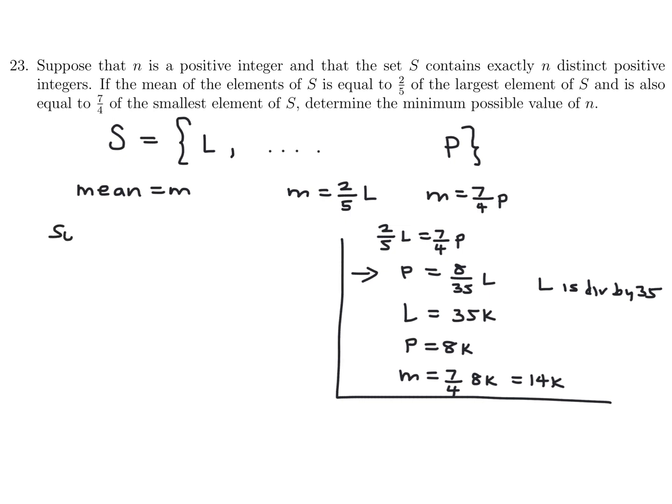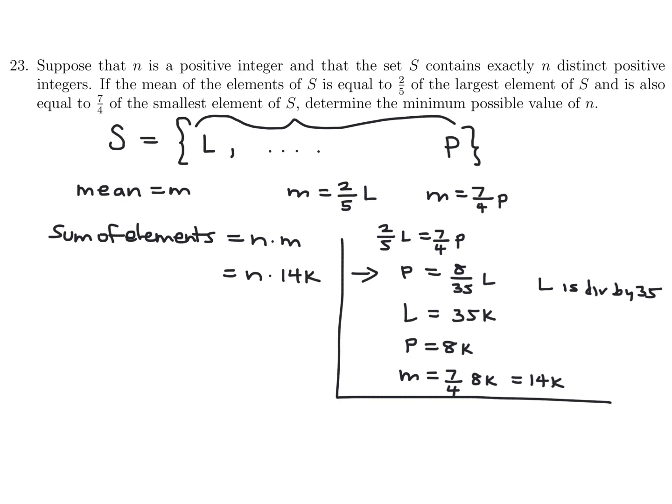Now the sum of all these elements, so if you were to add up all of the ones in here, I don't know how many there are. Well, no, we do know how many there are. There's n elements, and the mean is m. So the sum would be n times m. And therefore, since m is equal to 14k, it would be n times 14k.